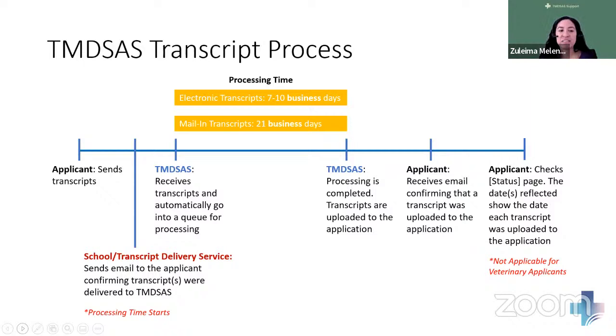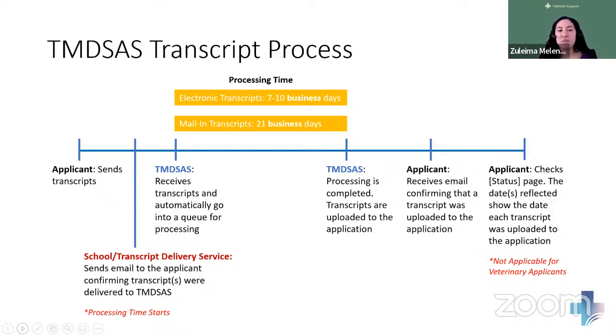This is especially important because we've had a lot of questions from applicants recently who have been sending in their transcripts and contact us via message, phone, or email the very next day to ask if we have their transcripts. Unfortunately, that's not the best practice. We do ask that you give it the specific business days that it will take for us to process that on our end. What happens is when TMDSAS receives your transcripts, they automatically go into the queue for processing. So we don't send you a notification that we have your transcript. Once we receive a transcript, it goes automatically into a queue.